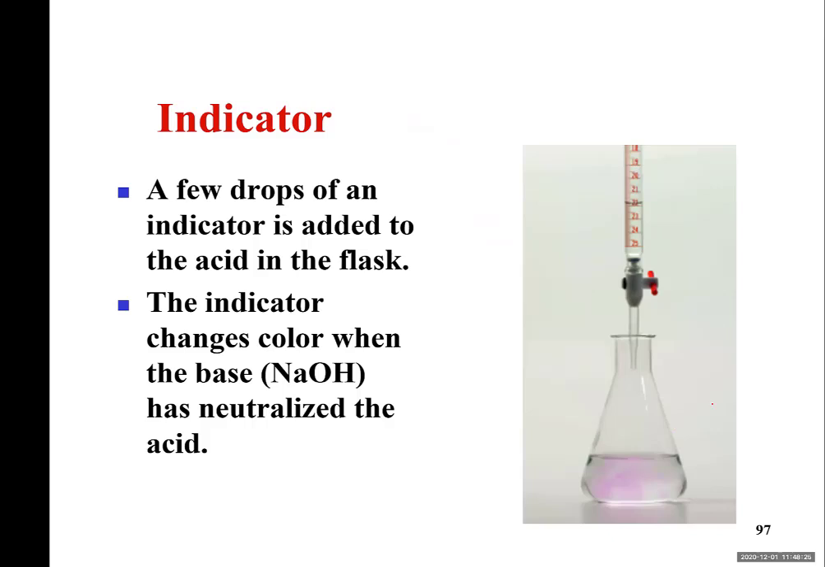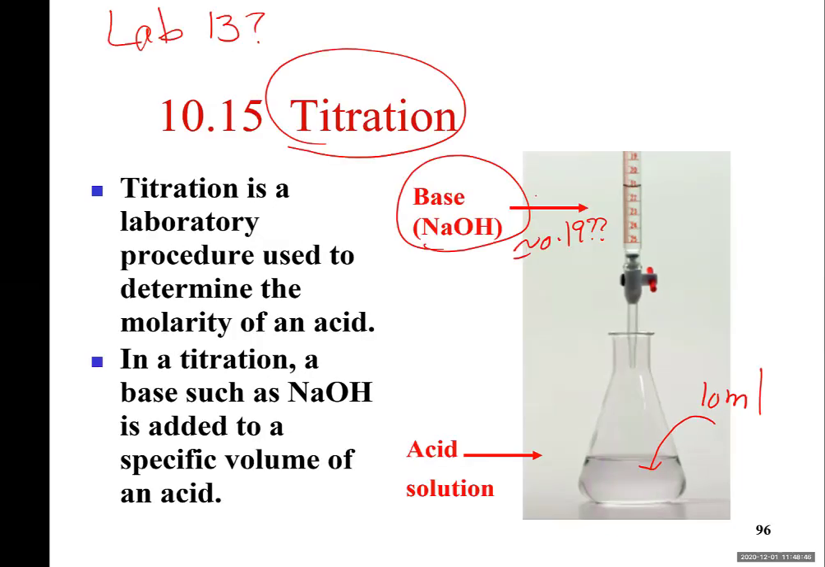Then you're adding an indicator called phenolphthalein. Now this indicator turns pink when the solution is basic. So what you are doing, in the previous slide, you read the volume of NaOH. Read here. Then you open the tap, you open the valve, and you have dropwise sodium hydroxide neutralizing the vinegar, which is acetic acid.